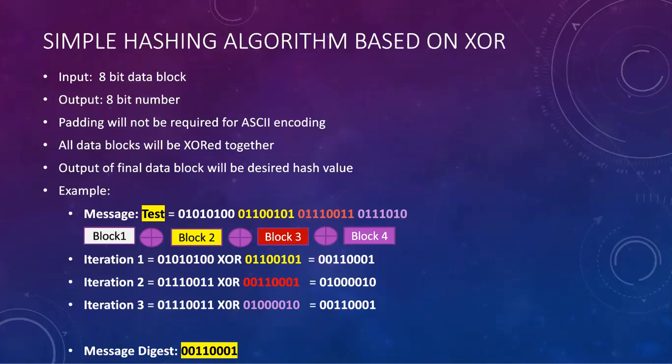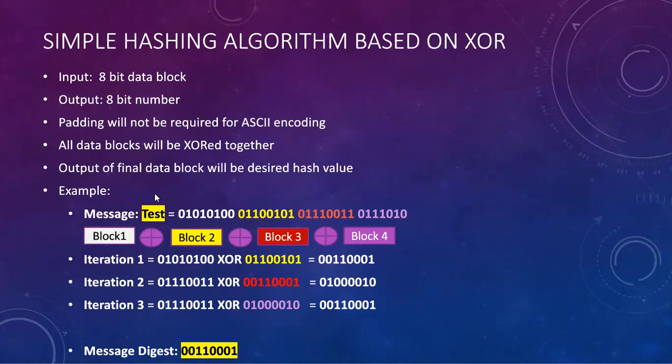So once we have done the first 2 steps, we have created the blocks, and we don't need padding in this case, then we will apply our mathematical hash algorithm, which in this case is doing a simple exclusive OR between different blocks. The output of the final data block will be our desired hash value. Let's look at an example.